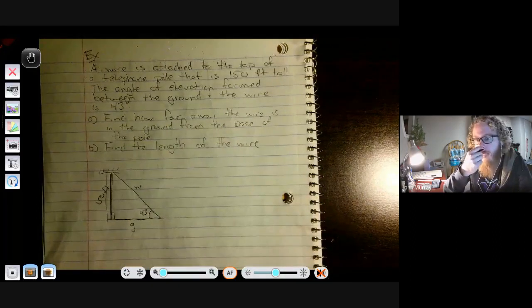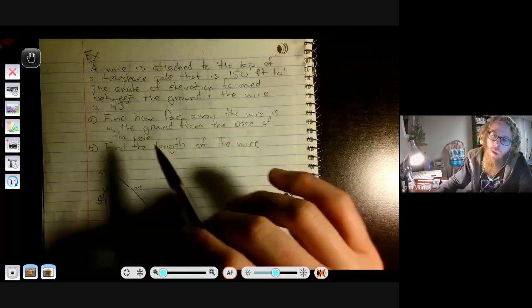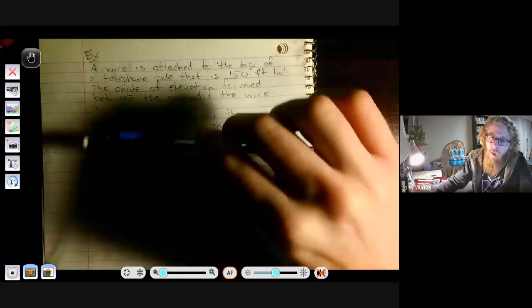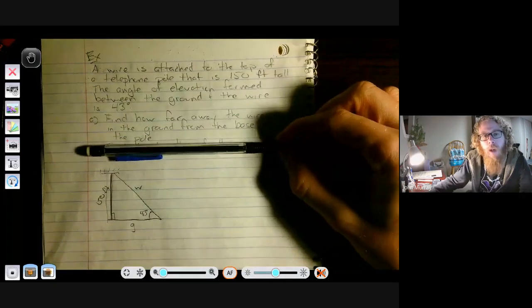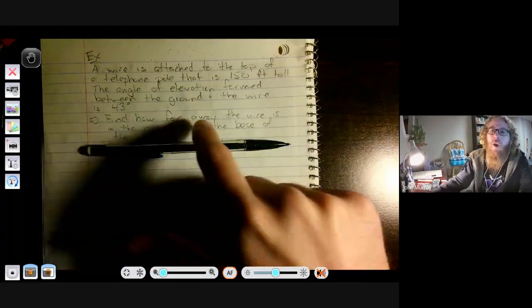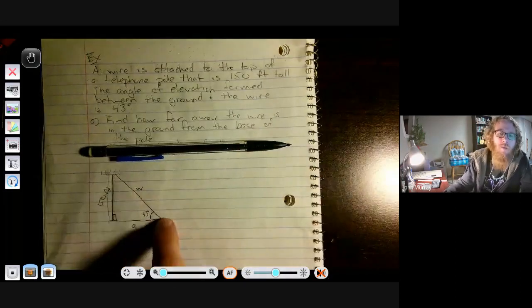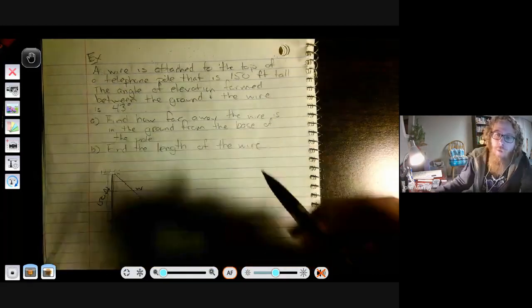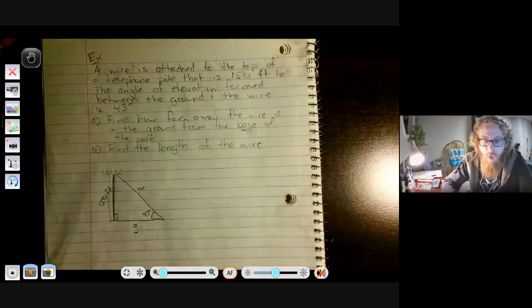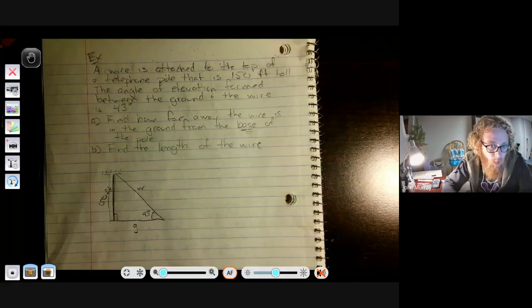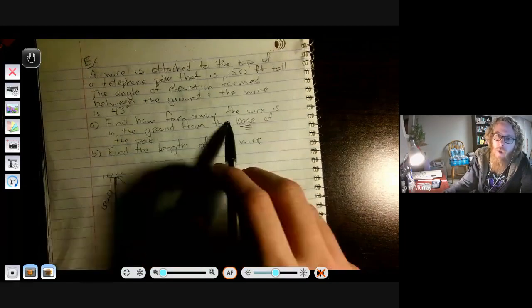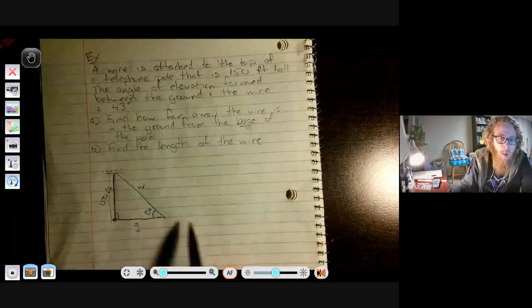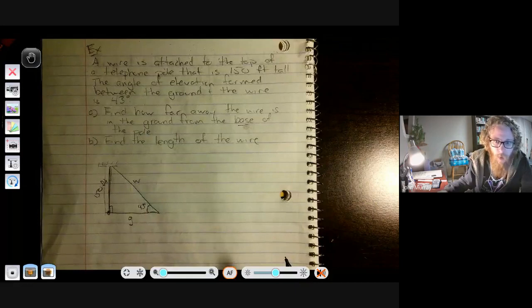Now be careful. In the past, I've seen some confusion happen with this scenario. If you weren't given part B to tell you to look for the actual length of the wire, a lot of people see "how far away is the wire" and they automatically think of this part. So if you ever see base of the pole, or base of the light post, or base of the mountain, or base of whatever we're talking about, a base is the bottom. Usually when you see the base, we're talking about this bottom horizontal part. So don't get confused there.